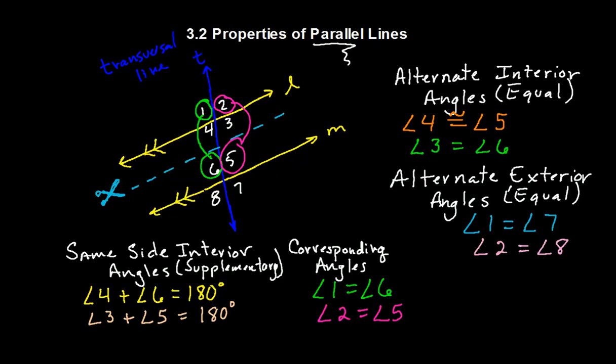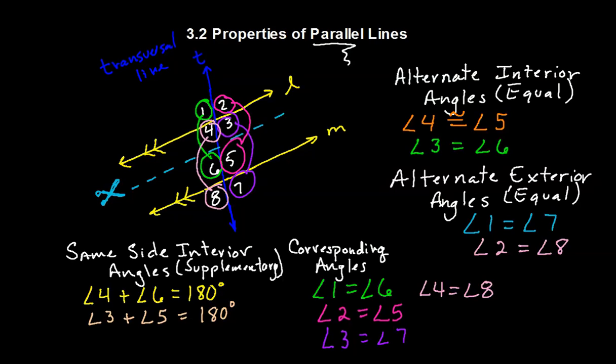So will angles 3 and 7. They land on top of each other, and they're going to be equal. So we're going to say angle 3 is going to equal angle 7. And finally, angle 4 would land on angle 8. So those are going to be equal. So we'll say angle 4 is going to be equal to angle 8. So these are the properties you're going to use because of the parallel lines.